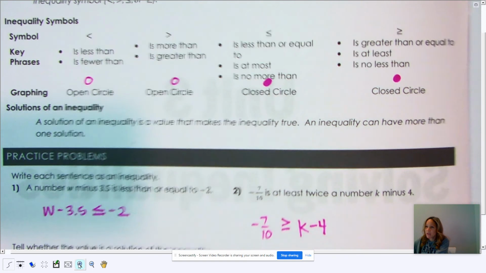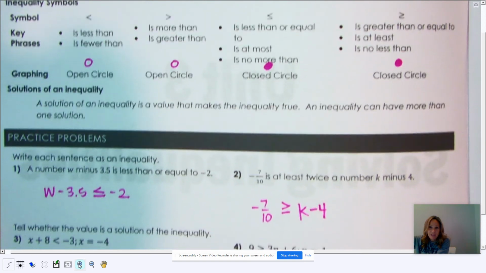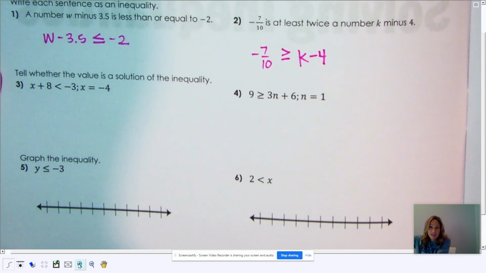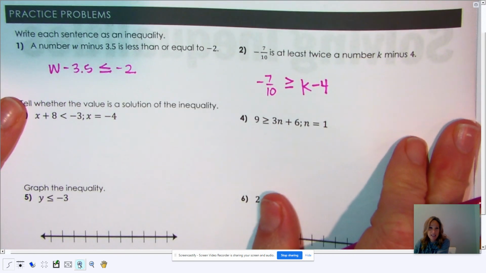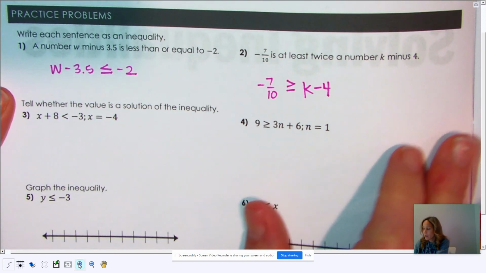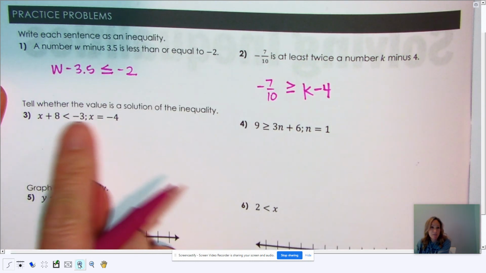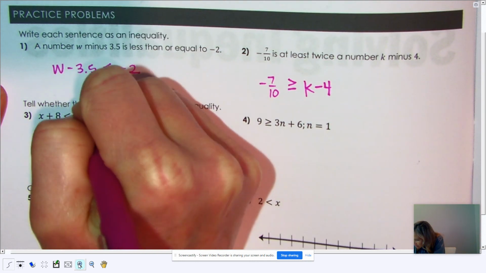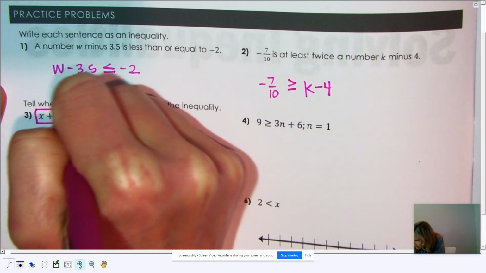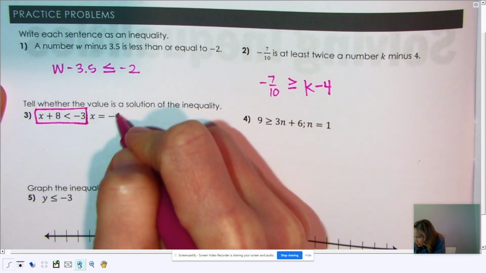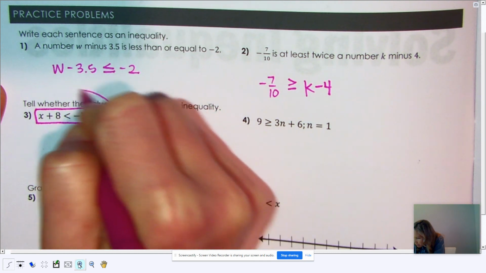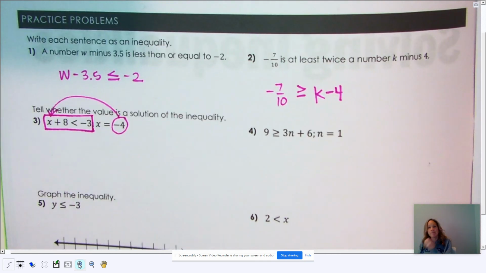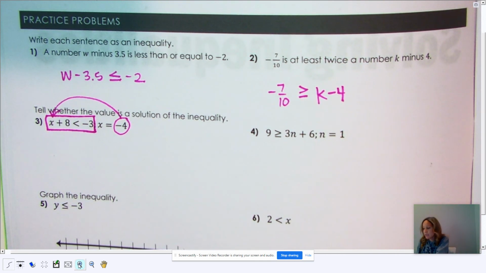Okay, so now we're going to go on to a new type of problem that you guys have to determine: is a value a solution of the inequality? So this looks like a big hot mess, right? So what I want you guys to look at here is this is the inequality we're looking at. And then this is just the value that we're going to check and plug in for x. Okay, so try to separate that a little bit.